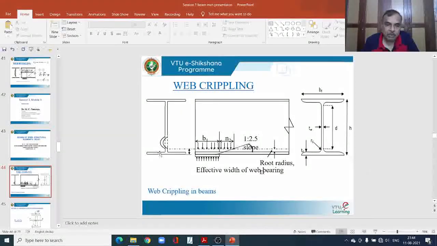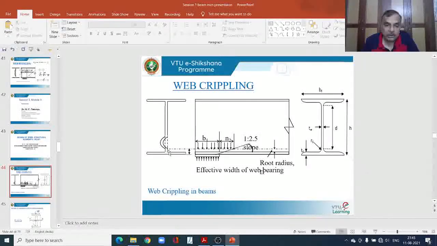So there is a lesser value of stress because of the larger area of the bearing plate and corresponding contact of the flange. But when you come to the junction where that contact area is substantially reduced, as a result a sudden rise in the stress happens at this junction.